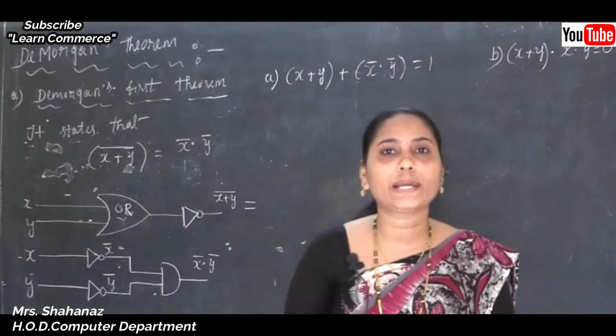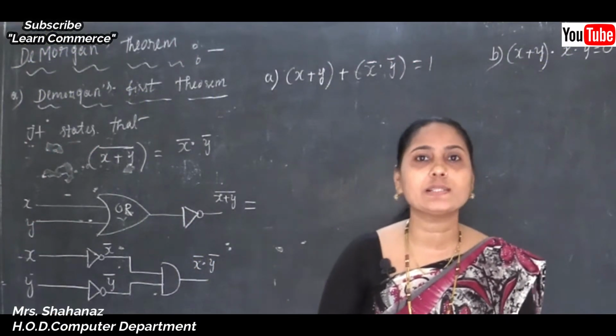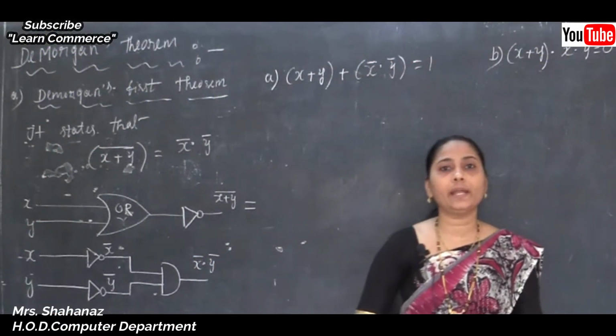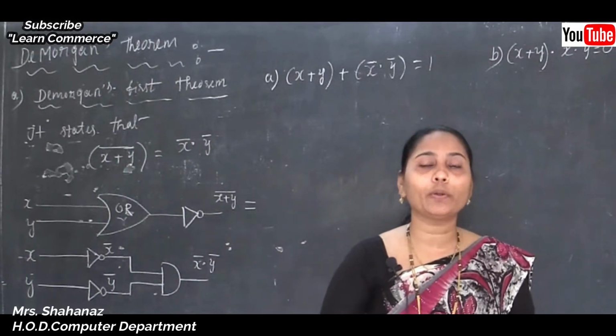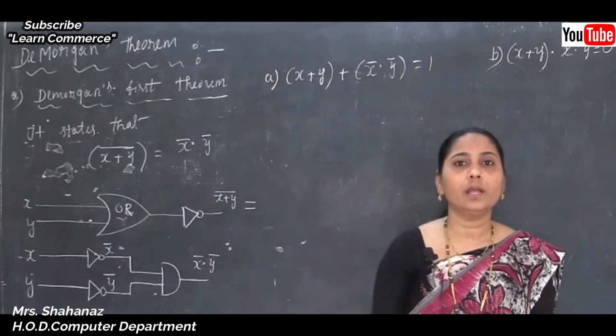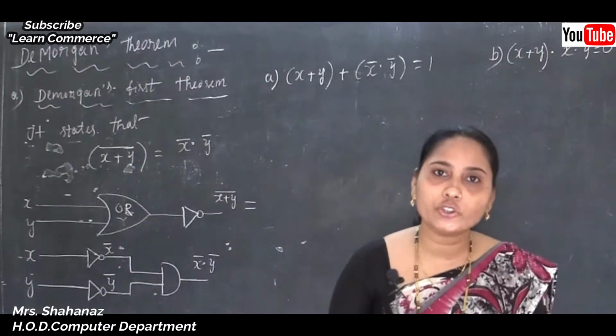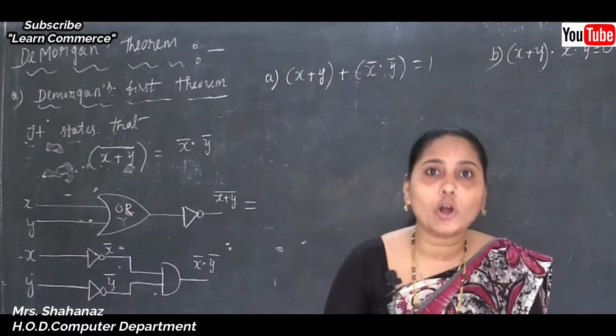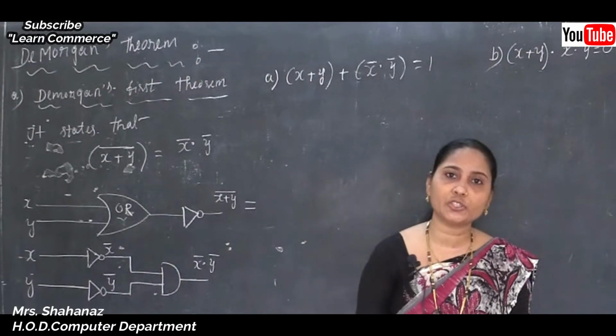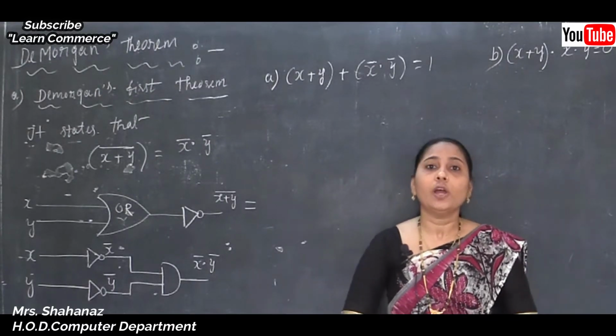Welcome to our second PU Computer Science online classes. After completing all theorems of Boolean algebra, like the property of 0 and 1, idempotence law, involution law, complementarity law and commutative law, absorption law, distributive law, associative law.